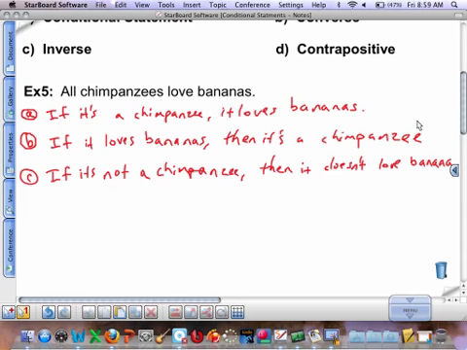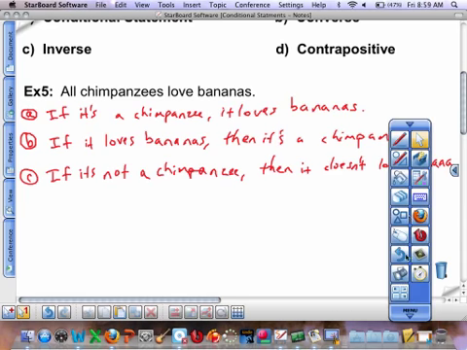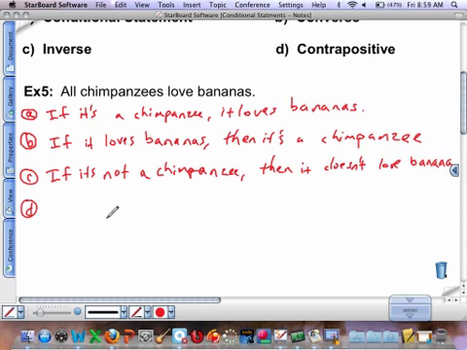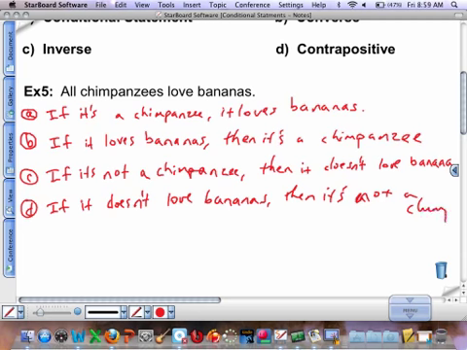All right, letter D. Looking at the contrapositive. Danielle? If it doesn't love bananas, then it's not a chimpanzee. Doesn't love bananas, it's not a chimpanzee. There you go. Are we getting this though? Kind of get what we're doing here?